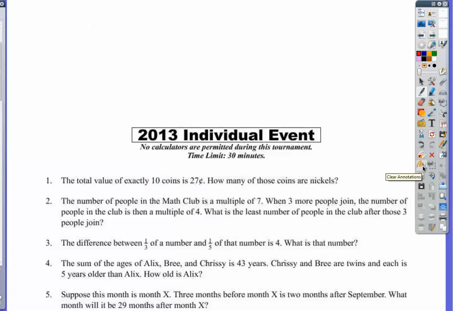The number of people in the math club is a multiple of 7. When 3 more people join, the number of people in the club is now a multiple of 4. What is the least number of people in the club after those 3 people join? All right, so let's look at the multiples of 7, because we know the original math club has a multiple of 7 kids in it. So we have 7, 14, 21, 28, 35. And I'm just going to stop there.